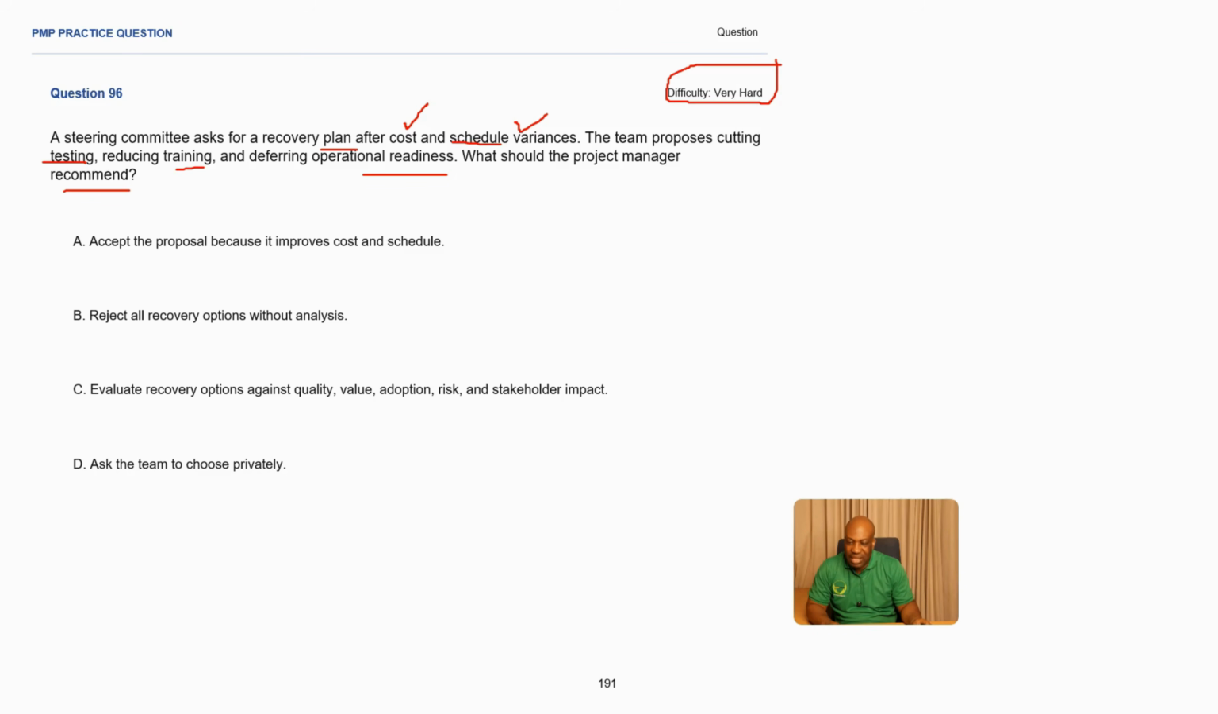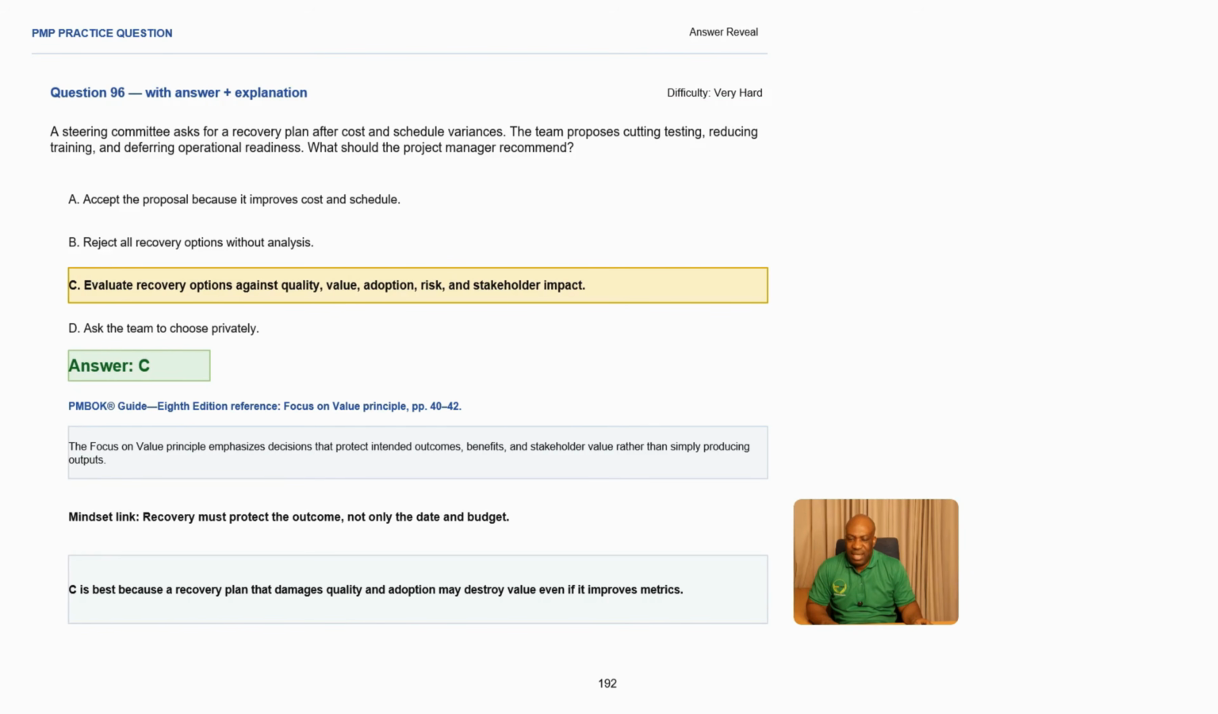Okay, so let's go through the answers now. Accept the proposal because it improves cost. You don't recommend to just accept a proposal. You need to assess and understand it first. Reject all recovery options without analysis. You don't reject things in a project environment. So this cannot be the answer. Evaluate recovery options against quality, value, adoption, and risk. I like this one. You're evaluating, you're getting more information before you make a decision. Ask the team to choose privately. You cannot exclude yourself from this activity by asking the team to do it privately. So this cannot be the answer. So the best answer here is C.